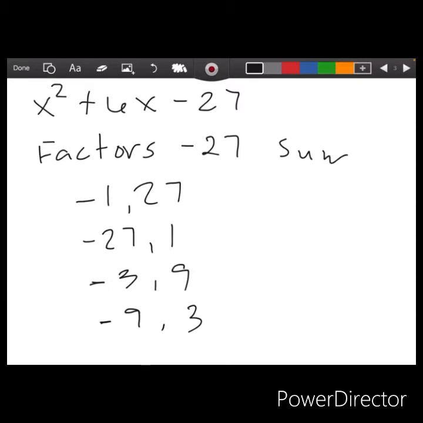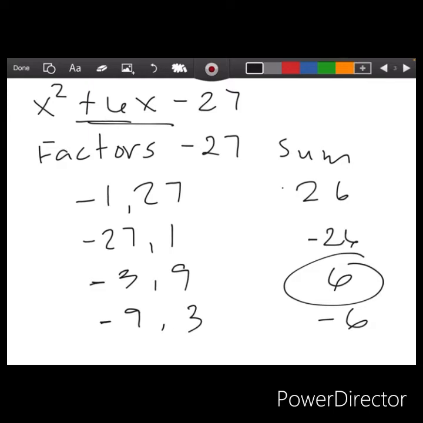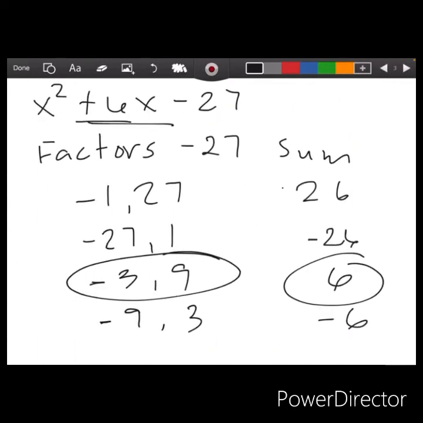And then the sum: negative 1 plus 27, we have positive 26; negative 27 plus 1, negative 26; and negative 3 plus 9 is positive 6; and negative 9 plus 3 is negative 6. So what you can see, we have a positive value here at the middle part, and it is 6. Therefore, this is the factor of negative 27 that we need to use. Okay, so x minus 3 times x plus 9.